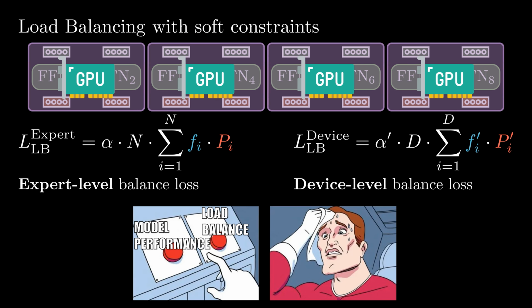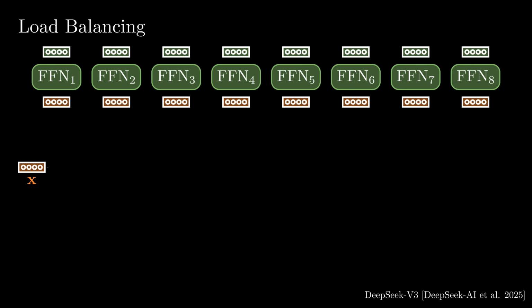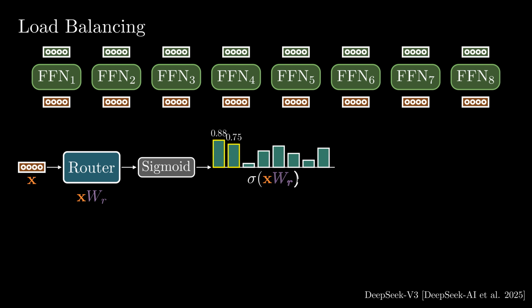DeepSeek V3 used a simple trick to balance the load. Instead of using softmax, the router in DeepSeek V3 directly applied a sigmoid function on the predicted logits, one for each expert.